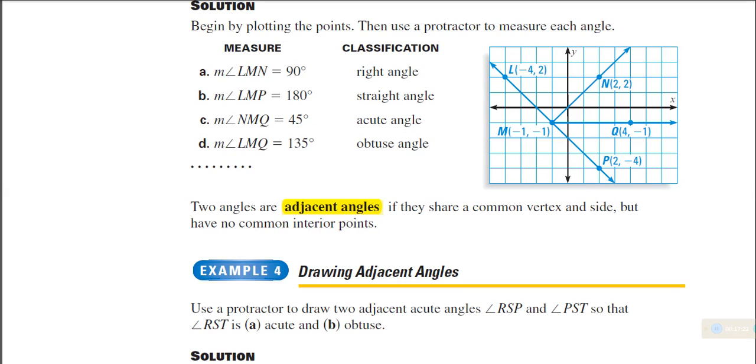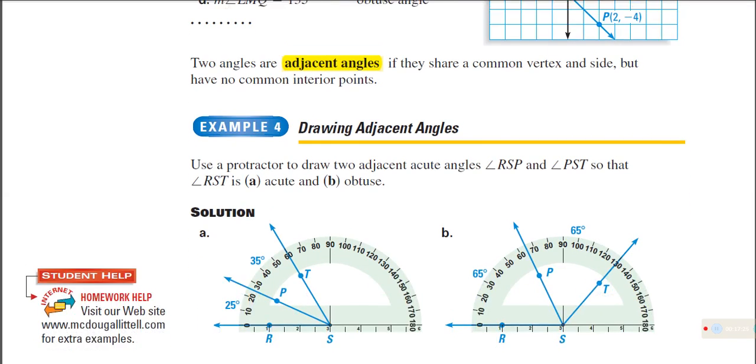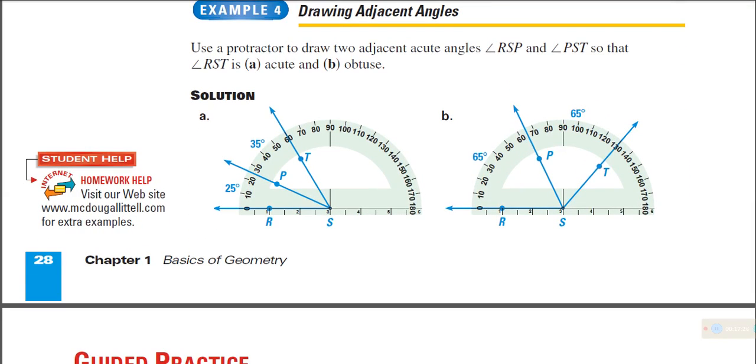Okay, how can we draw adjacent angles? So, this is pretty self-explanatory since nag-handle na naman tayo ng higher math. So, drawing adjacent angles, use a protractor to draw two adjacent acute angles, RSP and PST, so that RST is acute and B, it is obtuse. So, yung isa natin, letter A muna, dapat daw makabuo tayo ng acute na angle. So, unahin mo munang i-drawing yung dalawang sides, hindi yung common side. So, ano yung magiging dalawang side nito?